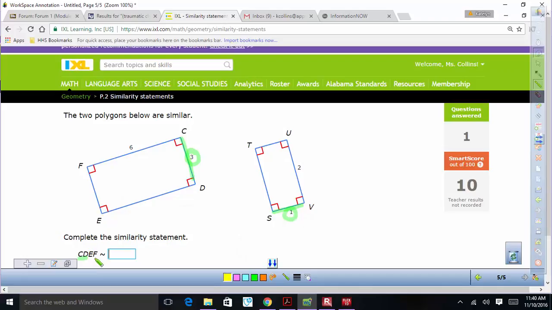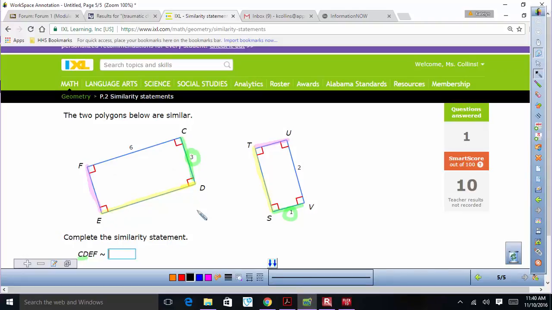Then it goes from D to E. So D to E is the long side that's not given. So we go to the long side that's not given. Then it goes from E to F, short side that's not given. So that same order is the order that we're going in. So we went from C to D to E to F.